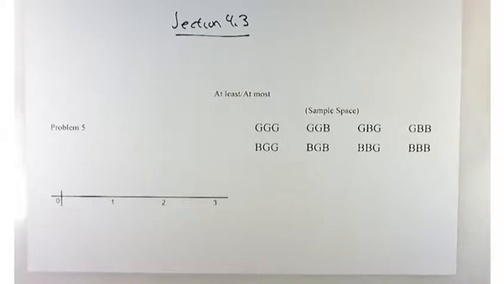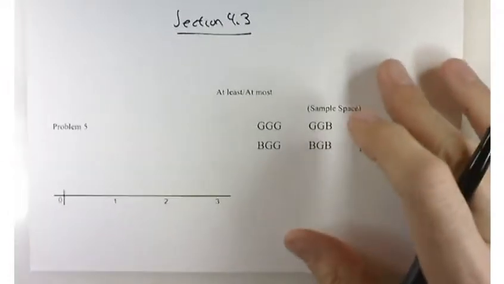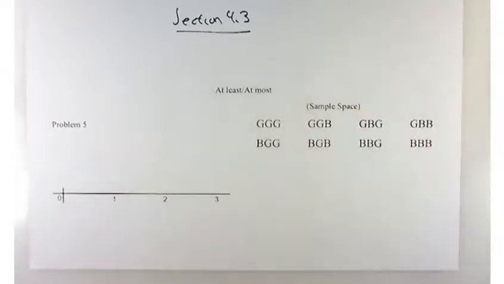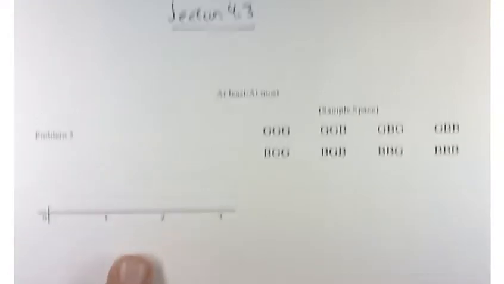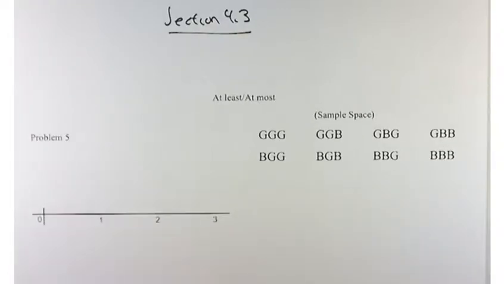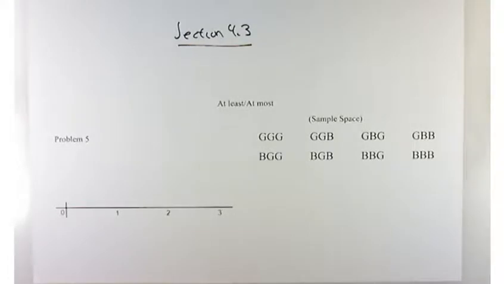Section 4.3 discusses the complementation rule and conditional probabilities. I'm not going to go into conditional probabilities here so much, but we are going to use the complementation rule. You're going to see it later on in the course, and that's certainly one of the things that I'd like you to get out of this section.